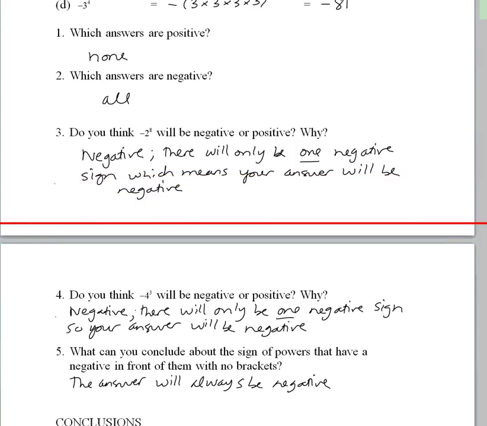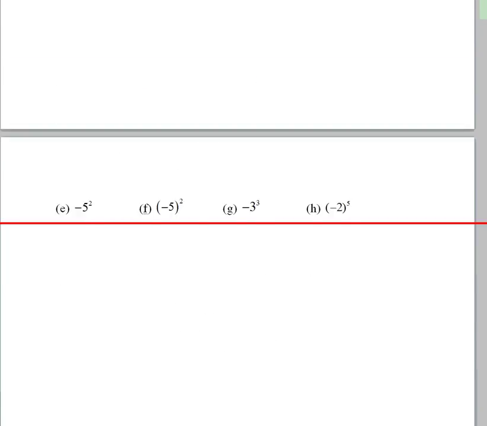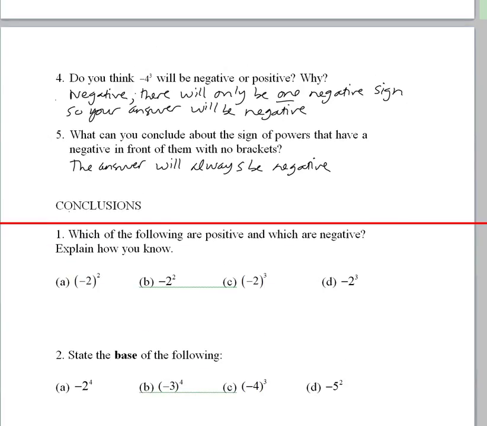Well, that one is going to be negative. The reason for that, even though the exponent is 8, it's 2 repeated 8 times with one negative sign. It's not negative repeated 8 times. And so because there's only one negative sign, your answer will be negative. So then what about predicting -4 to the 3? What about that one without brackets? Again, there's only one negative sign, so your answer will be negative.